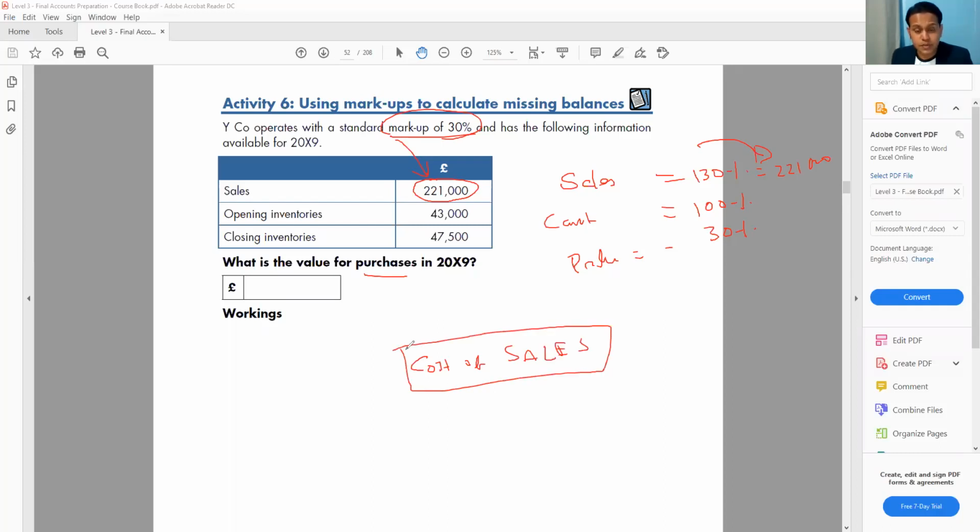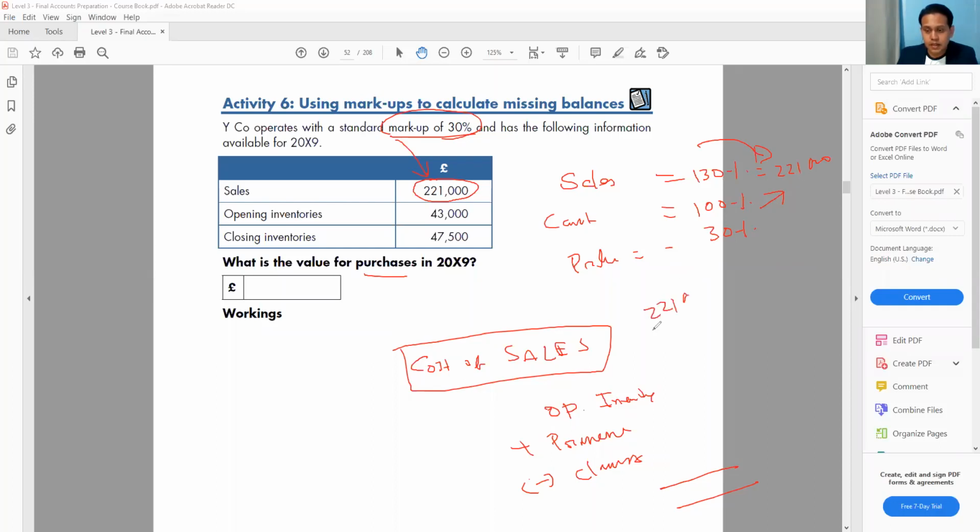So the formula for the cost of sales is opening inventory plus purchase less closing inventory. Whatever the amount is will come here. This is called cost of sales. So if we know this is our sales, 130%, then 100% is the cost. So how much will be the 100% of that? Can you find the cost first? Cost of sales. So let's do this one first.